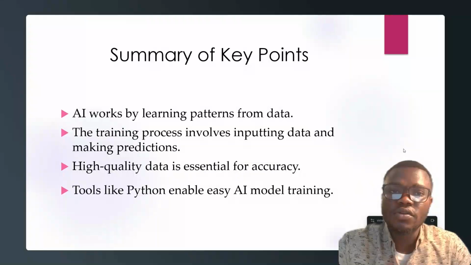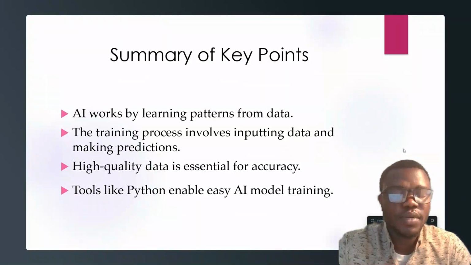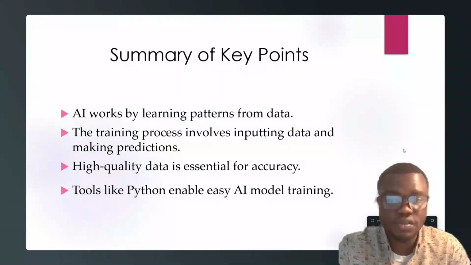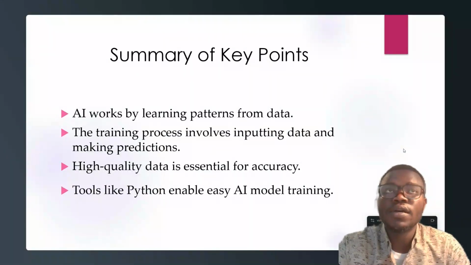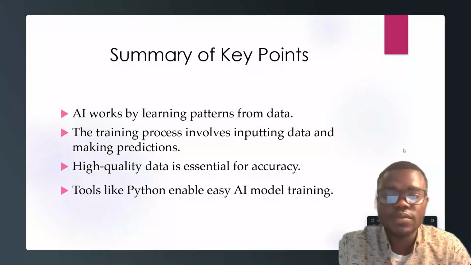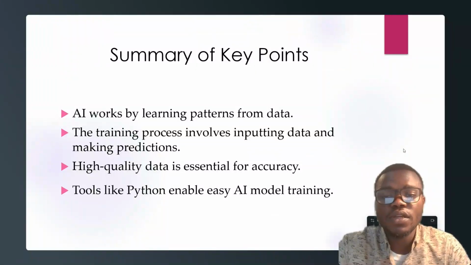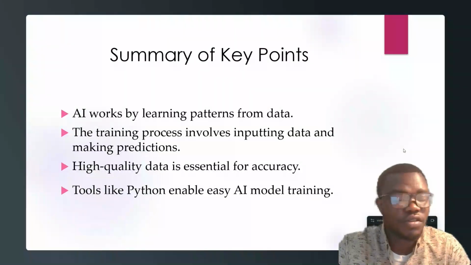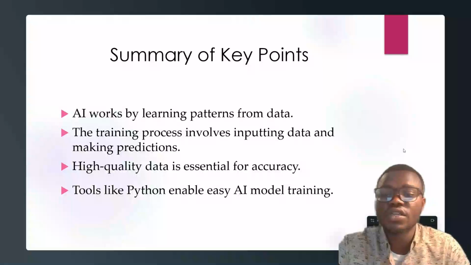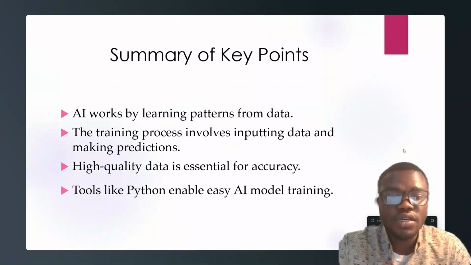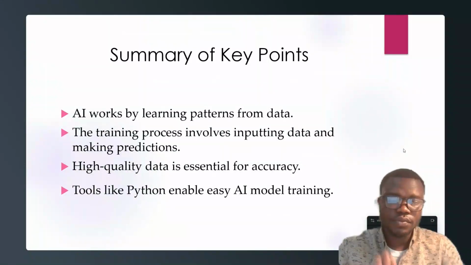So, summary: AI works by learning patterns from data. The training process involves inputting data and making predictions as the outcome. Whatever outcome you want, you tailor your data to work towards that. High quality data is essential for great accuracy and validation. Tools like Python enable AI model training.